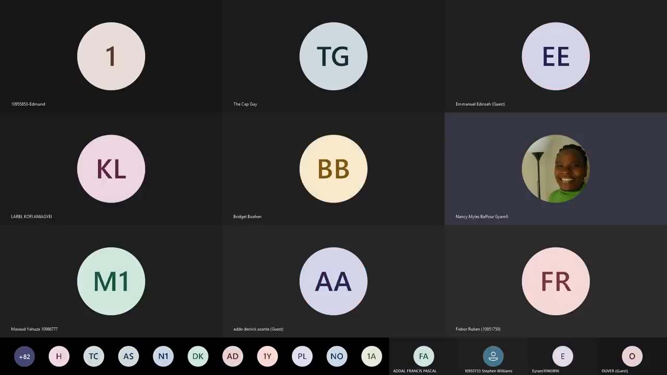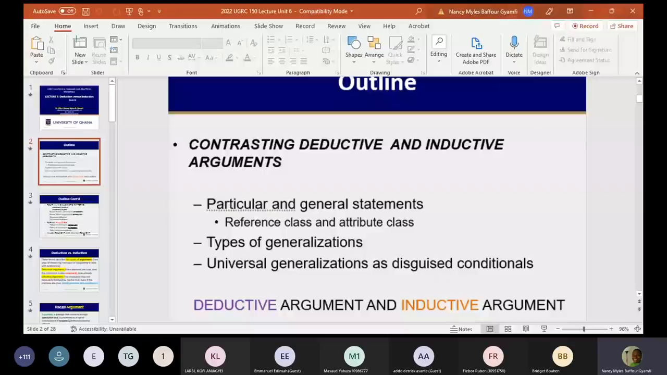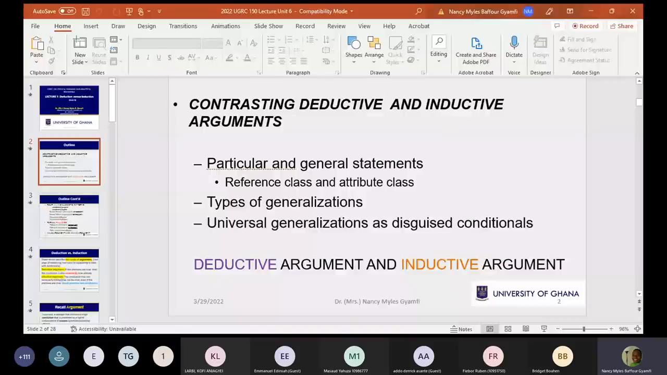So what I was saying is this. If we finish the discussion and you don't know the difference between particular statement and general statement, we have a big issue with you. If we finish and you don't know how to distinguish reference class from attribute class, it is a shame on you. If we finish our session and you cannot tell the types of generalizations we have, statistical and law-like, then shame on you.